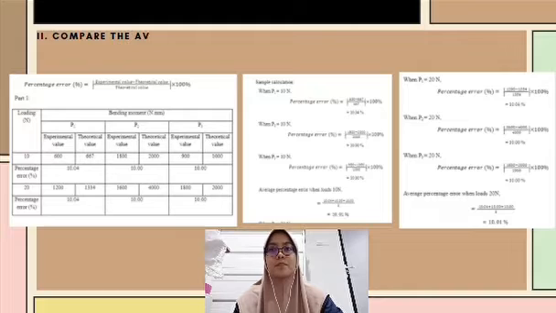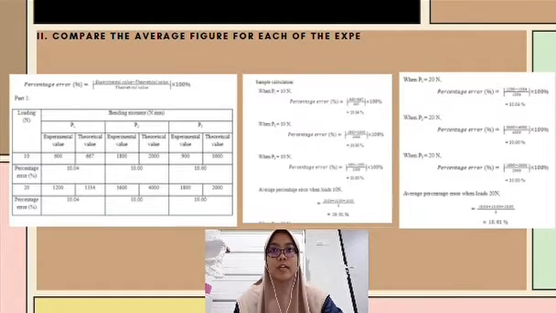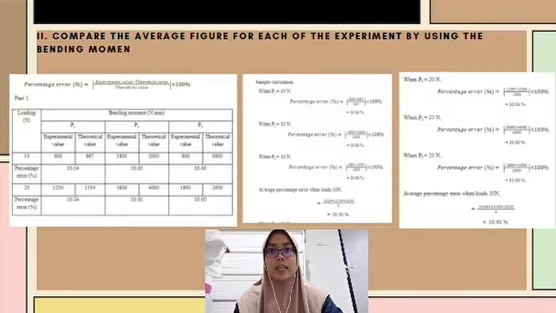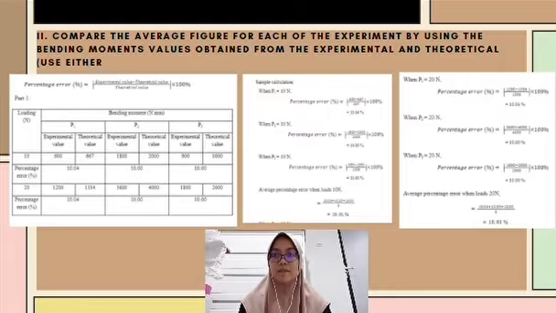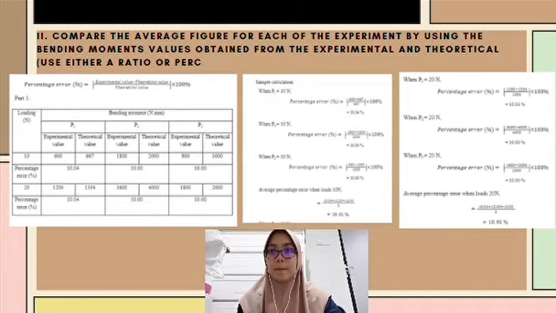Next, the question is, compare the average figure for each of the experiments by using the bending moment values obtained from the experimental and theoretical value. Use either a ratio or percentage error. So in this case, we calculate the percentage error. To calculate percentage error in percent, the experimental value minus theoretical value, divided by theoretical value in modulus, and multiplied with 100%.